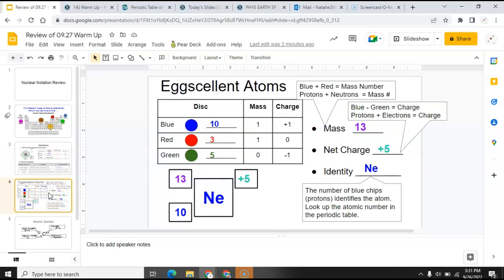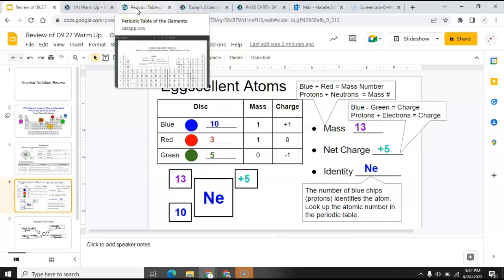You were introduced to this topic with the excellent atom activity, in which you essentially saw the same things. We used different chips with the same characteristics: protons, which are the blue chips, neutrons, which are the red chips, and electrons, which are the green chips, to identify the properties of an atom, the mass and net charge. And then the last thing that we looked at was called the identity. The identity is how we identify an atom using the periodic table.